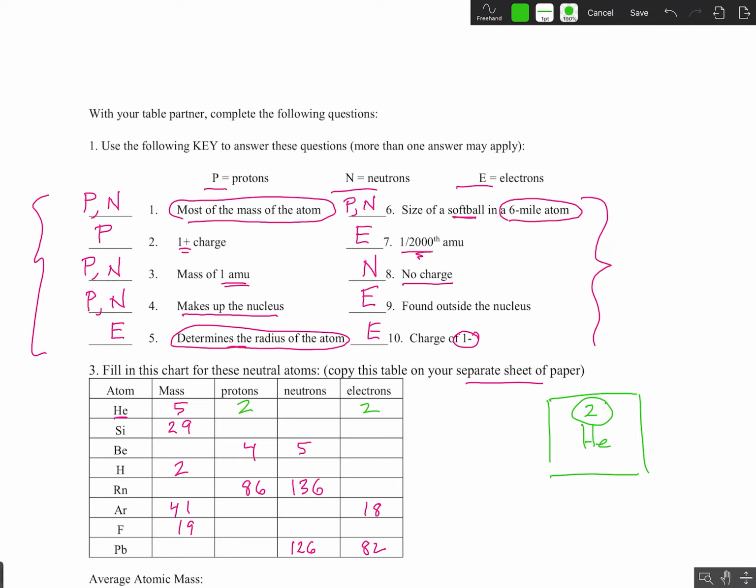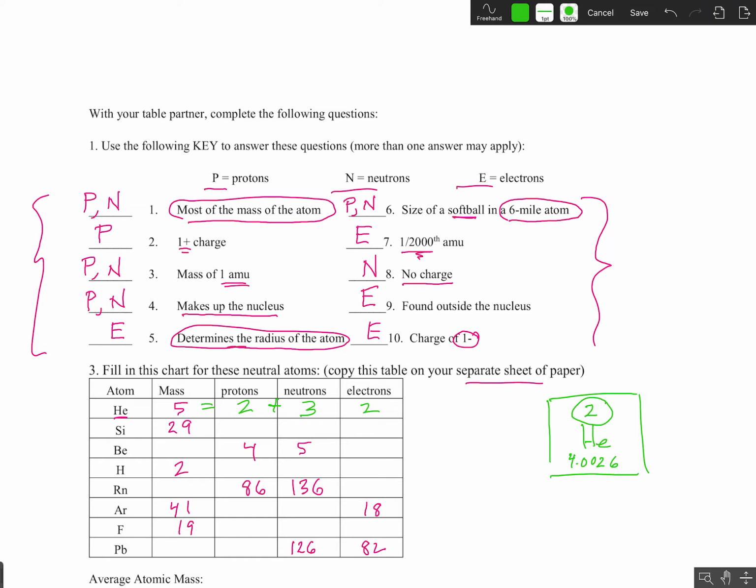Its average atomic mass is 4.0026, but that doesn't help us find the number of neutrons in this case. Remember, protons plus neutrons equal the mass number. So this isotope would have 3 neutrons, wouldn't it?